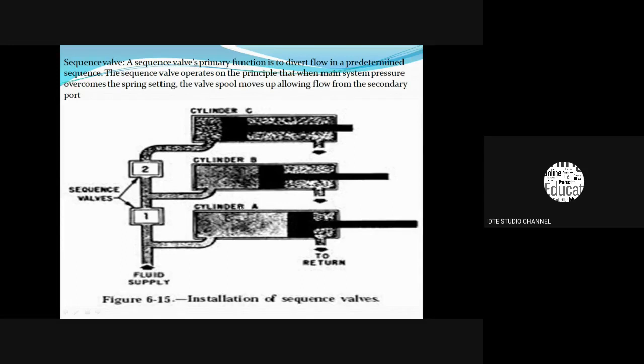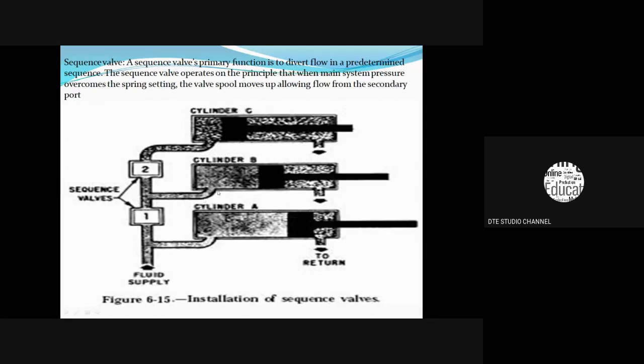Sequence valve has a valve setting, and if the work done by cylinder A is completed, then the pressure in the supply line increases, which opens sequence valve 1 automatically. Then fluid enters cylinder B, and in cylinder B the moving of load starts, and at the same time, sequence valve 2 is closed by the spring setting.